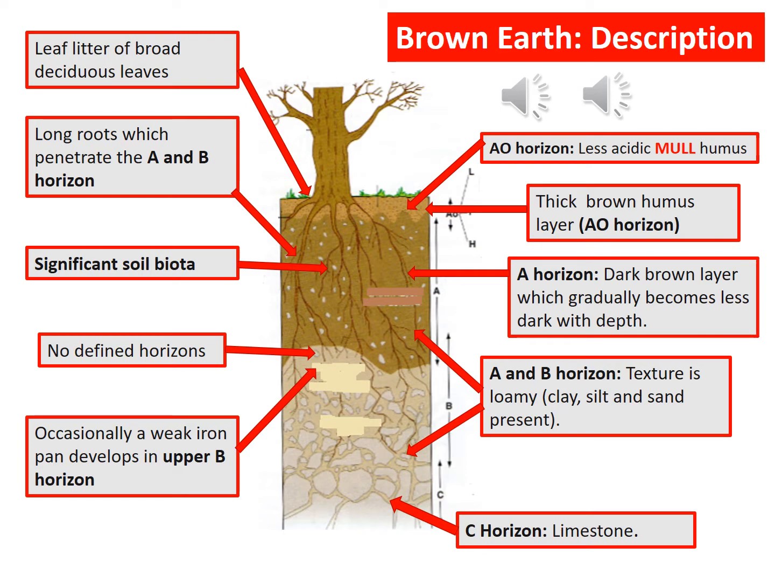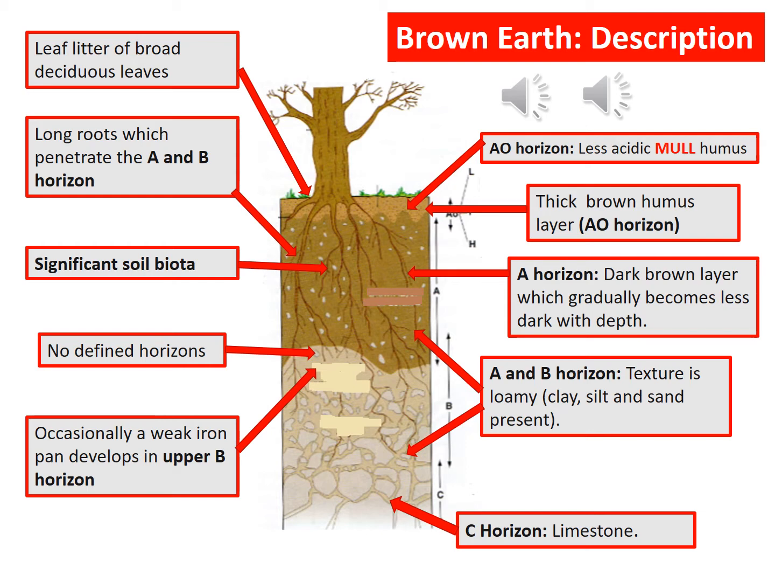Underneath that, we can see that the colours changed from a Podzol to a brown earth. So we've got a thick brown humus layer in the AO horizon. The A horizon is a dark brown layer which gradually gets less dark with depth. So you can see from the A to the B, it goes from a dark brown to a light brown. The texture in both A and B is a loamy texture, so clay, silt and sand are all present. The C horizon is a more alkaline type of rock, like limestone.